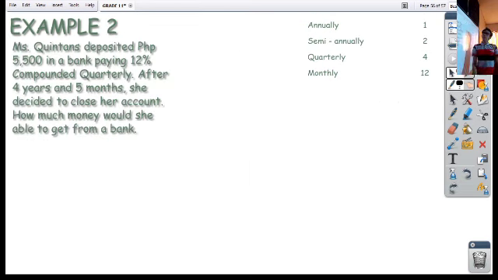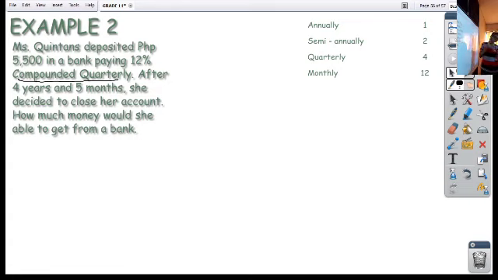In example number 2, Miss Quintans deposited 5,500 Philippine pesos in a bank paying 12% compounded quarterly. After 4 years and 5 months, she decided to close her account. How much money would she be able to get from the bank?